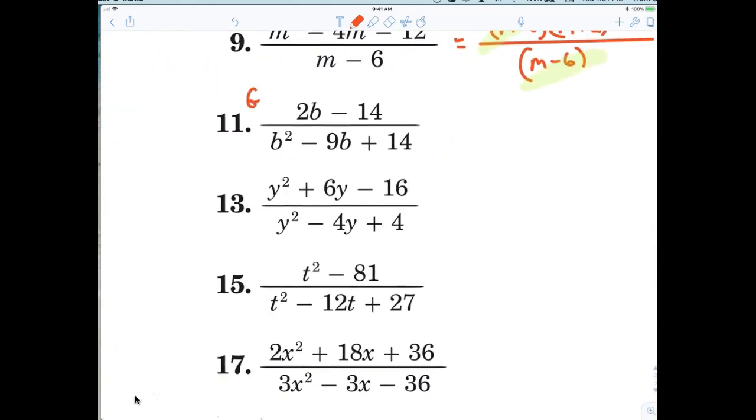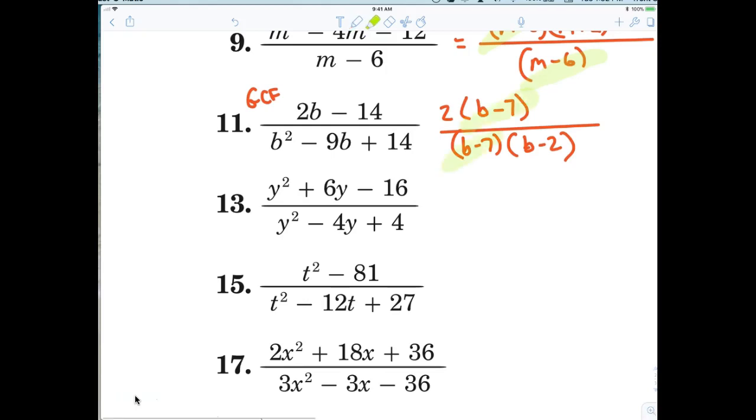All right. 11. Don't forget the what? The GCF, true. What's common with the numbers in the numerator? 2. And what are you left with? 7. So what's probably in the bottom? And then the other one would be b minus 2. So it's 2 over b minus... Yes, very good.